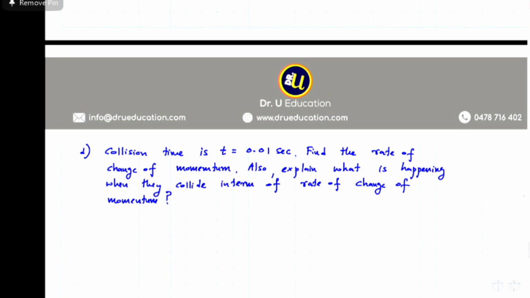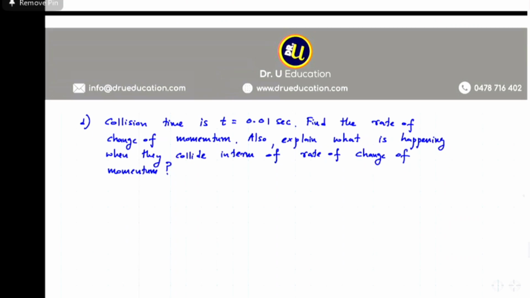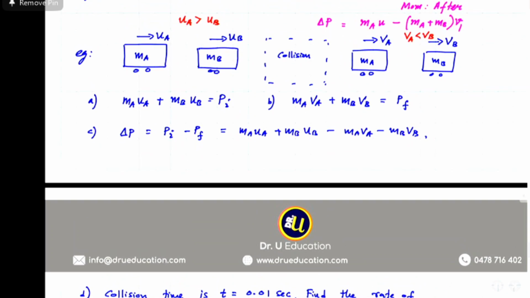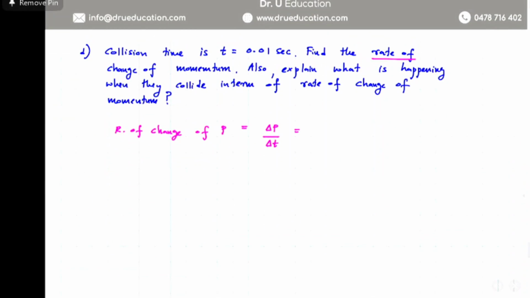Now, collision time T is equal to 0.01. Find the rate of change of momentum. Okay. Now, rate of change of momentum. Rate means always time. So that means delta P divided by delta T. So delta P is what we have here, so I'm not going to put those things. P initial minus P final divided by delta T, which is 0.01.